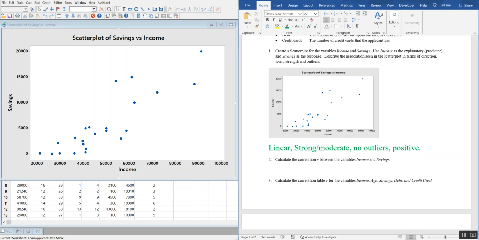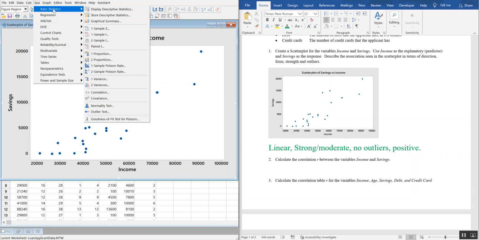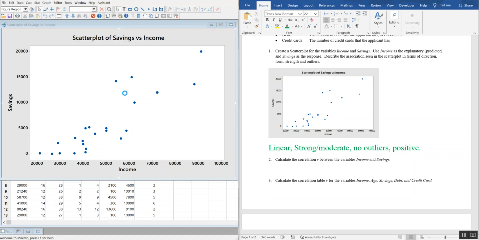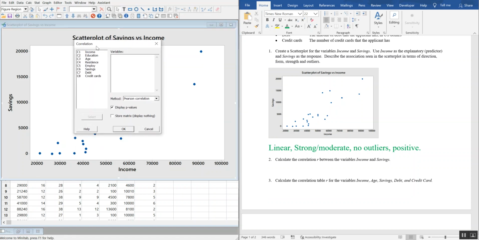So to do correlation in Minitab, it's actually pretty simple. We're going to go to Stat, Basic Statistics, and then roundabout towards the end is Correlation. So again, Stat, Basic Statistics, Correlation. All right. And then I'm just going to throw in income and savings.